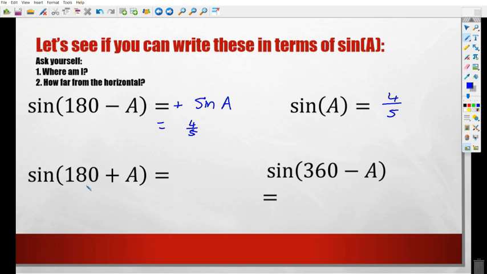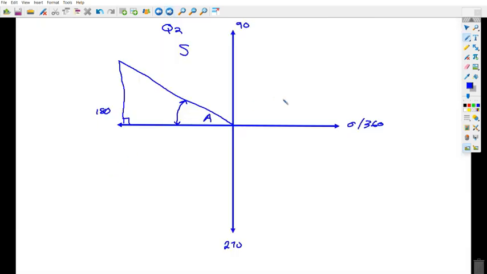Now let's visualize sine of 180 plus A. If I go to 180, here's 180, and I'm plussing A degrees. Where am I going? Am I going up or am I going down? I'm going down because I'm adding more degrees. I'm getting closer to my 270, but I don't know what that A value is. I don't know what that angle is, so I'm just going to make it up.